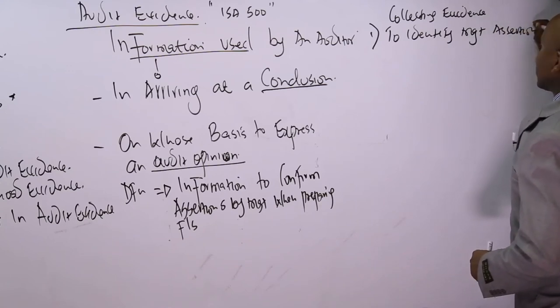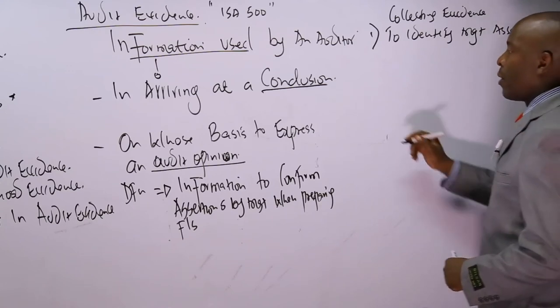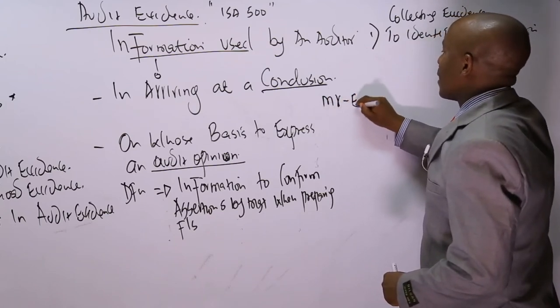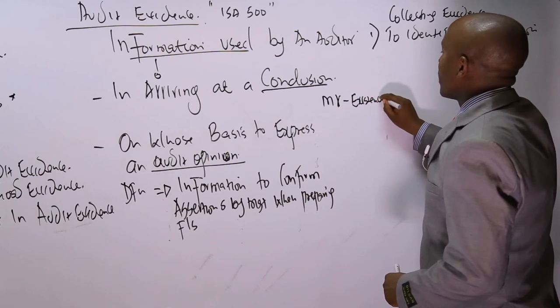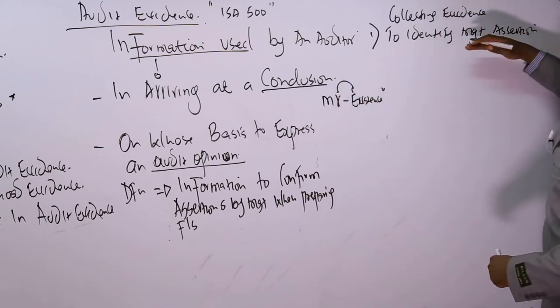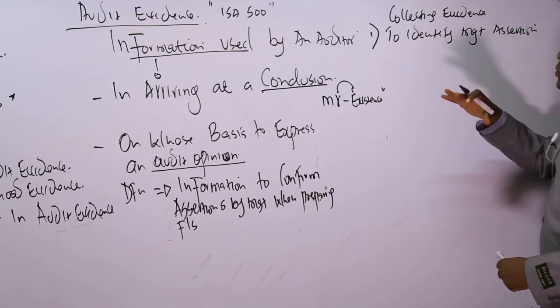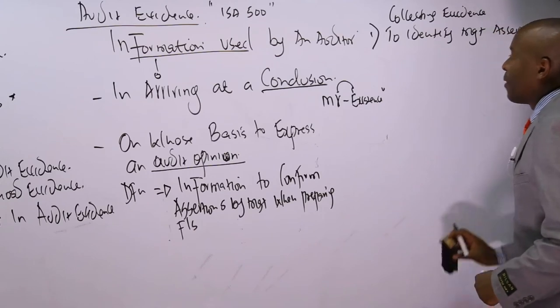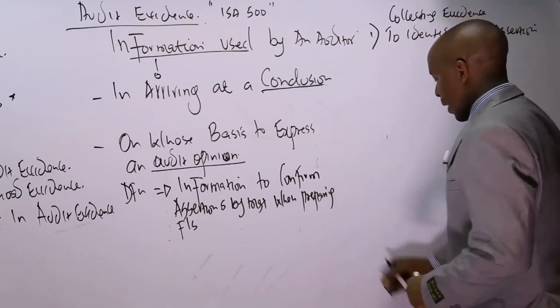So if you want to collect evidence on a motor vehicle, the motor vehicle is having an assertion called what? Existence. The first thing is to identify the assertions on motor vehicle, which is existence. Identify the management assertions, what the management are stating concerning the financial statement. Once we identify the management assertions, then we can go ahead and do what?